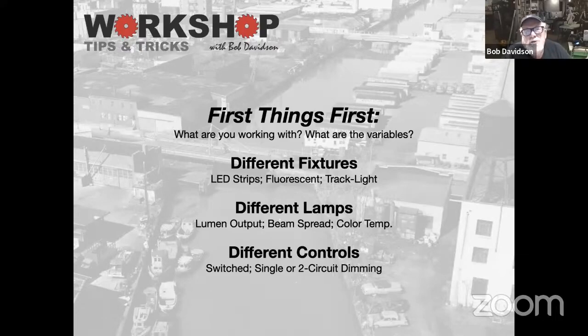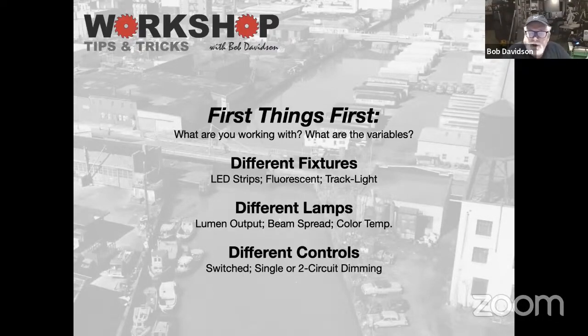There are many different fixtures you can use to light a layout. LED strips, I know a lot of people are using. A lot of times in open rooms, there's fluorescent fixtures, either exposed or what we call troffer fixtures that sit up in a suspended ceiling. Or you can use track lighting, which is what I happen to use on my layout because I'm in the unfinished basement. And then, as we discussed last time, there's a lot of different lamps.